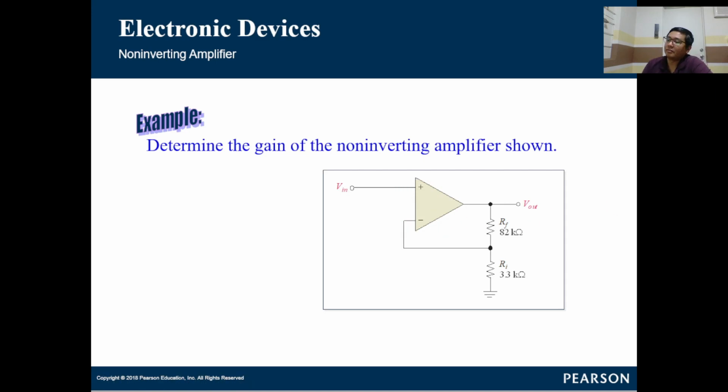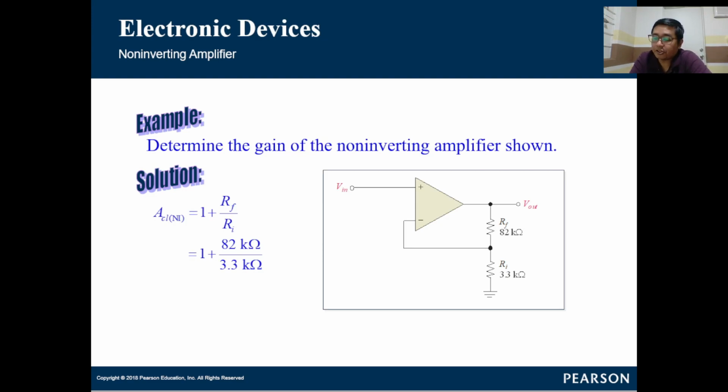Alright. So in our example, we are tasked to determine the gain of the non-inverting amplifier. Alam natin equation ng closed loop voltage gain ng non-inverting amplifier as 1 plus RF over RI. So we just substitute the values. So it's that easy. So the closed loop voltage gain of the non-inverting amplifier is equal to 1 plus RF over RI. So substitute the values for RF, which is 82 kilo ohms, and RI of 3.3 kilo ohms.